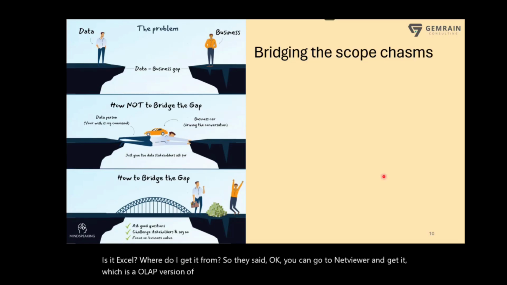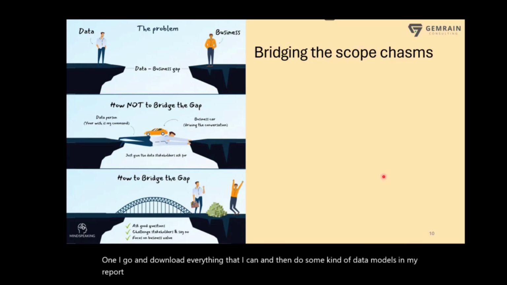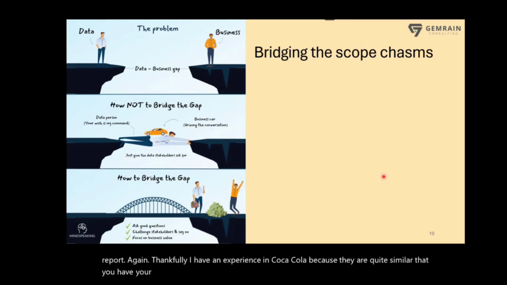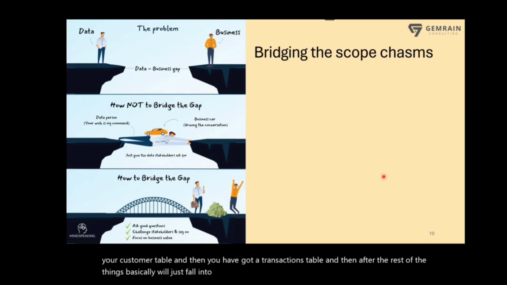So fine, I went and downloaded everything that I could, and then did some kind of data models in my report. Again, thankfully, I had experience in Coca-Cola because they are quite similar. You have your retail outlet universe, which is pretty much your customer table, and then you have your transactions table, and the rest of the things basically just fall into place naturally as I develop them.